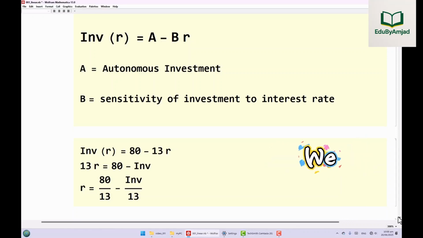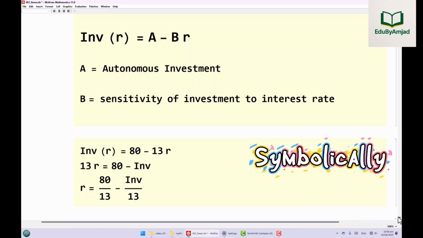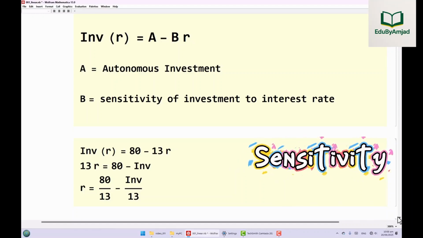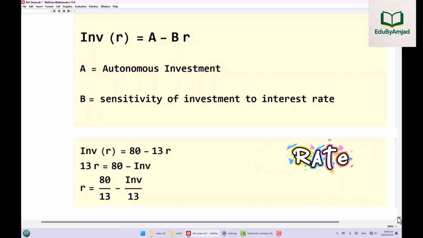In general, we can show the investment function symbolically. The intercept here is autonomous investment. Slope B is the sensitivity of investment to the interest rate.